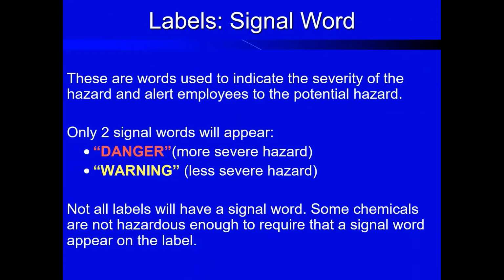Labels, signal words. We identified that on the previous slide. These are words used to indicate the severity of the hazard and alert employees to the potential hazard. Only two signal words will appear. It's either danger, more severe hazard, or warning, less severe hazard. The label that we identified a couple previous slides had danger. Not all labels will have a signal word. Some chemicals are not hazardous enough to require that a signal word appear on the label.